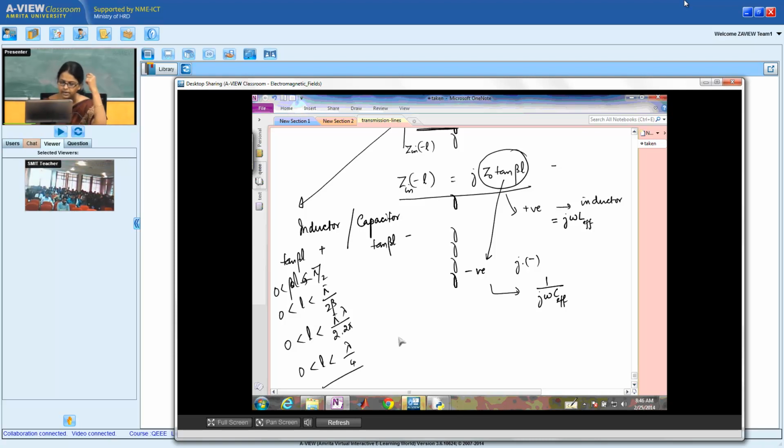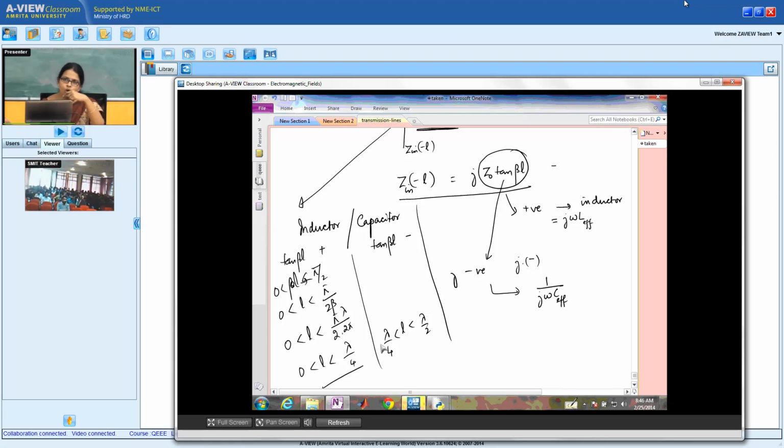And when will it be negative? Lambda by 4 less than L less than lambda by 2. A short circuited transmission line would work like a capacitor. I have to just choose. In fact, these are the smallest lengths that would work as inductor and capacitor. You can go to other multiples of lambda and choose an appropriate length, but within a certain range to make a short circuit transmission line.